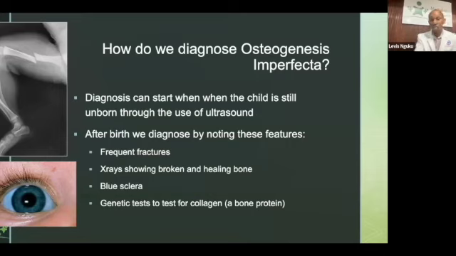Sometimes you can do genetic tests to check for that bone protein, which is called collagen. Those tests can also be accompanied by a skin biopsy, where we take a small portion of skin to the lab and also test for the protein, whether it is present and whether it is in its normal constitution or not. But most of the time, it will depend on the history of the frequent fractures, the X-rays that we see, and the color in the eyes.